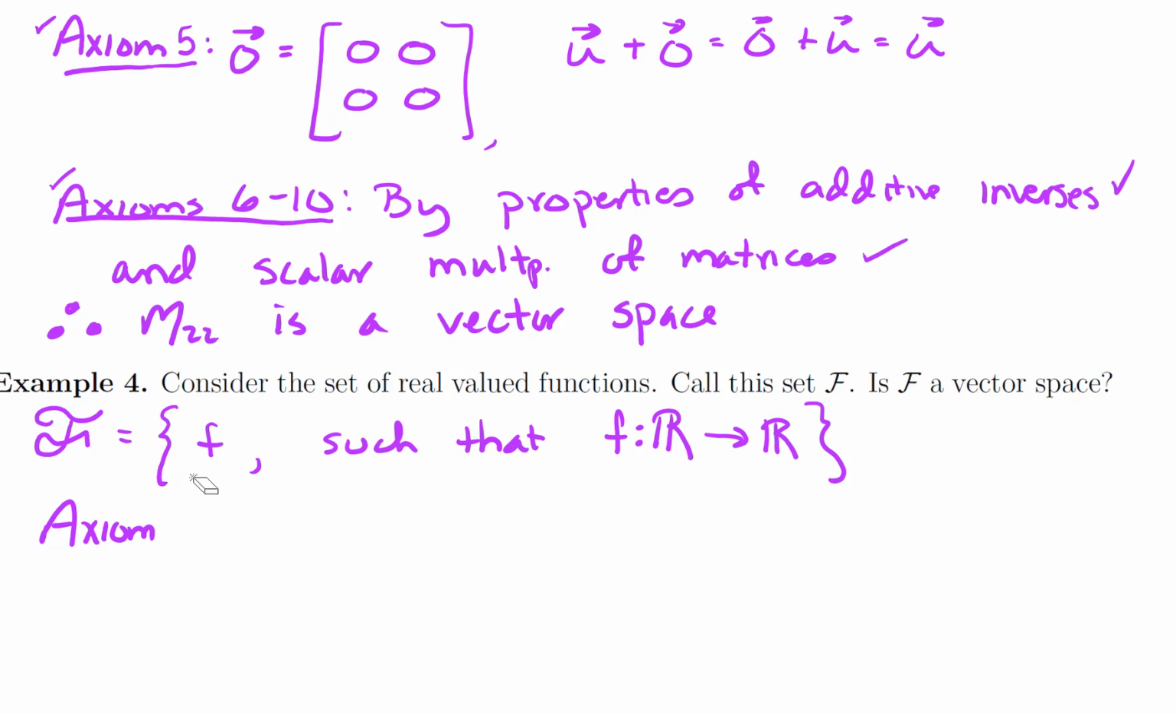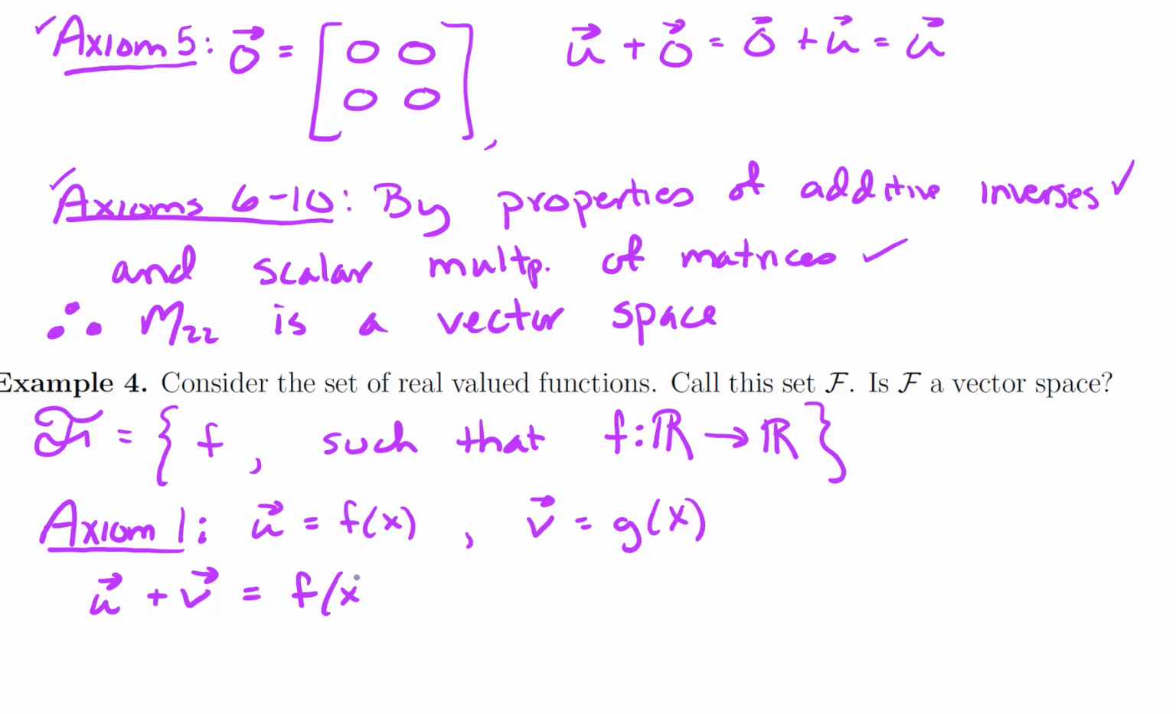So let's go through our axioms. Axiom 1 says pick a u, so we'll call that f of x, and pick another vector, call it v, that'll be some other function, g of x. Is it true that u plus v lives in our set? And to do this, we need to think about what it means to add functions f plus g. And the way we do that is by point-wise addition. So adding up what happens to f at a particular x value and adding that to g evaluated at x, that gives us f plus g of x. And that is certainly in our set of real valued functions.